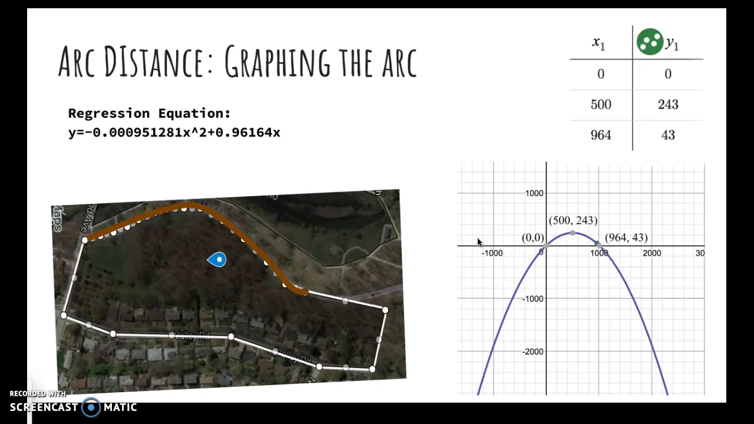Now, in order to find the distance of the curved area, I had to use the arc length formula. And the first step in trying to complete this formula was taking the different points along this particular curve using the Google Maps measuring tool and mapping that out on a graph. So you can see those points on the table on the right as well as the graph with the points labeled. And based off of these points, I was able to find the regression equation using the online tool, which is seen on the left above the image.